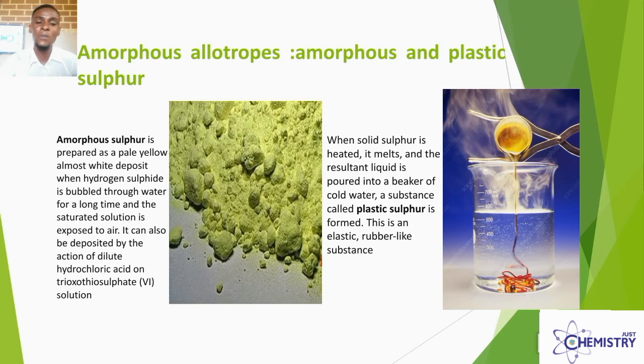Now, plastic sulfur is prepared when solid sulfur is heated and melts. The resultant liquid is poured into a beaker of cold water. The substance formed is plastic sulfur. This plastic sulfur is elastic and feels like rubber.